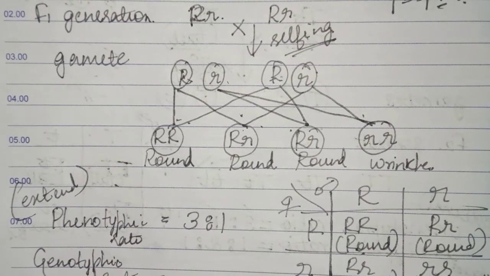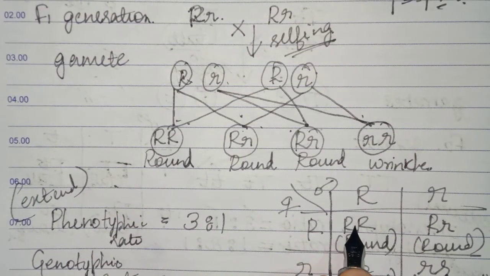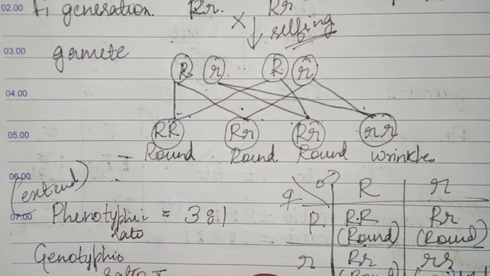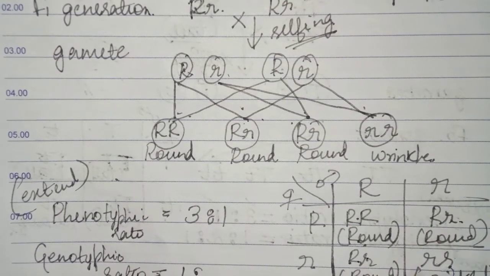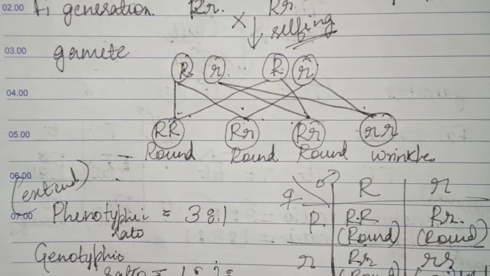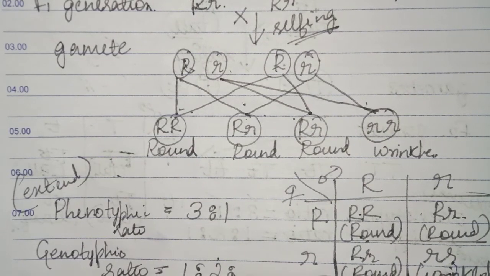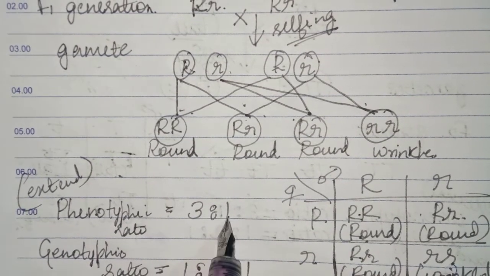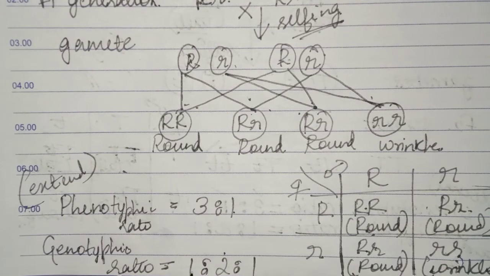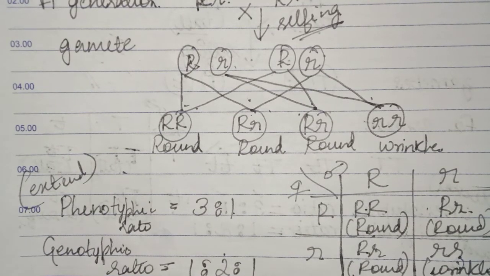Similarly for genotypic, you have to go inside to the genes. So capital R capital R is one, and these two are similar, so I'm writing 2 because there are two, and again one you have wrinkled, so I'm writing separately 1. So the phenotypic ratio is 3:1, and the genotypic ratio is 1:2:1.